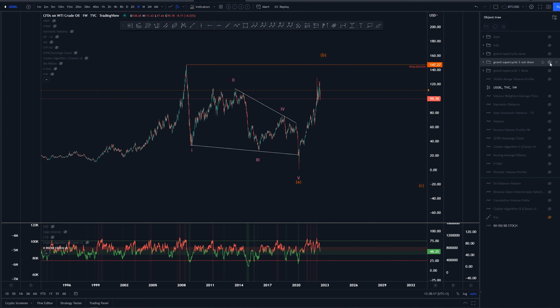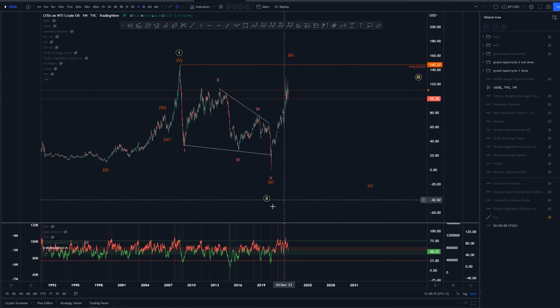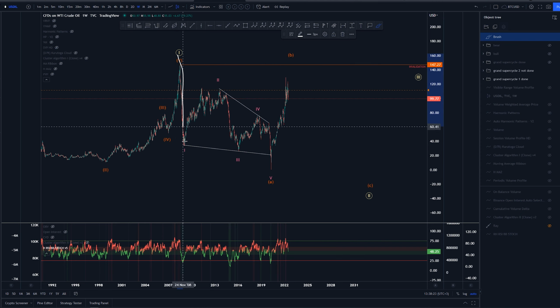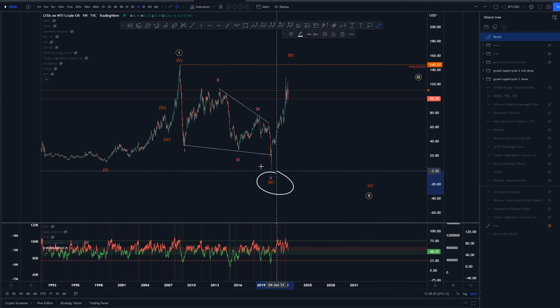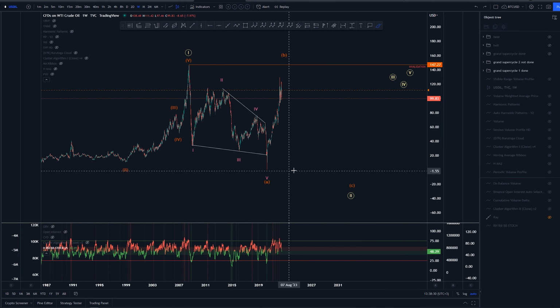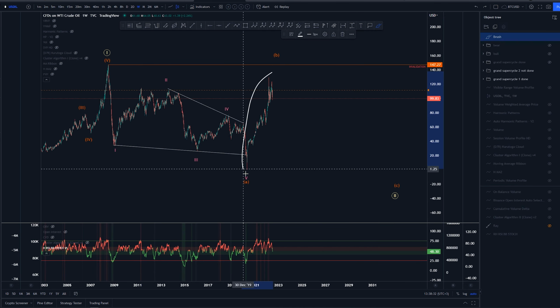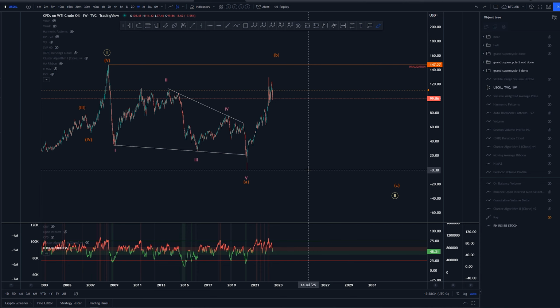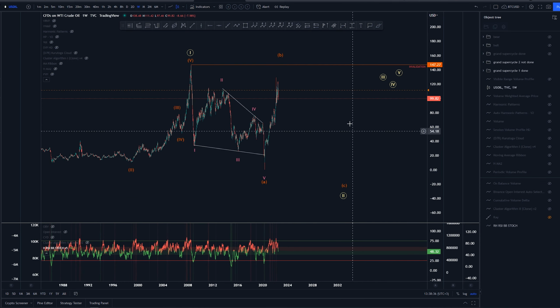The other scenario is that we have not yet completed the wave 2 of grand supercycle, and indeed we have this as a 5-wave structure coming down into an A wave. Now we would be looking for B and then C. This is less likely to me, as this structure looks very 5-wave-ish, at least at the very moment.